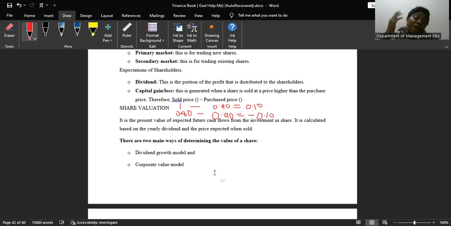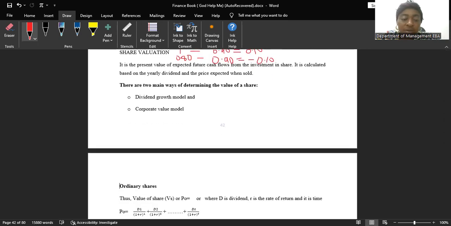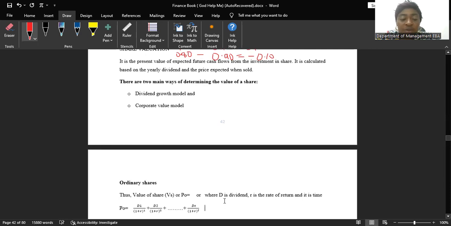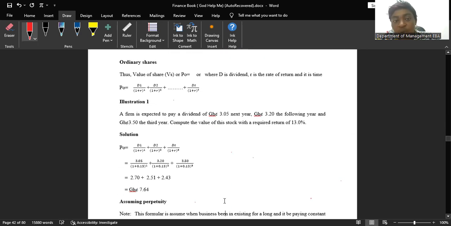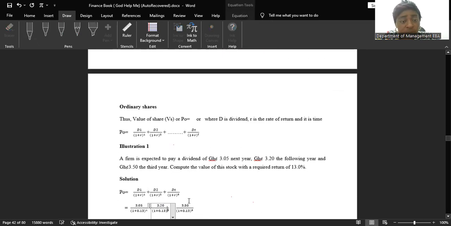Now we have two main ways of valuing shares. We have the dividend growth model and the corporate value model. We are going to use the dividend growth model. That's what we are going to learn for today.